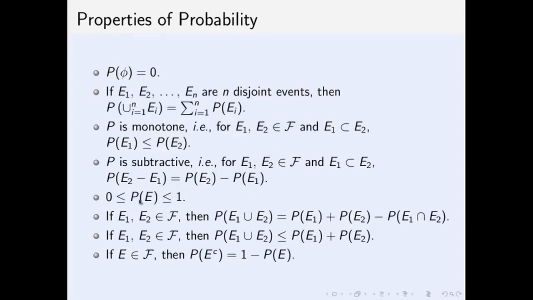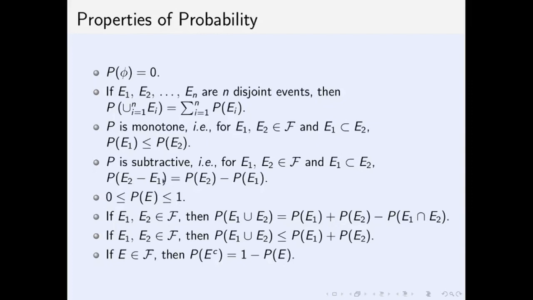Next one: P of E lies between 0 and 1. Note that when we defined the probability, we said that P is a function from F to R. Then in the second axiom, we say that P of E is greater than or equal to 0. So that makes the possible range of P only the non-negative part of the real line. Now, this particular property tells us that not even the whole non-negative part of the real line, the range of probability is actually the closed interval 0 to 1. Okay? The range of the probability is the closed interval 0 to 1.